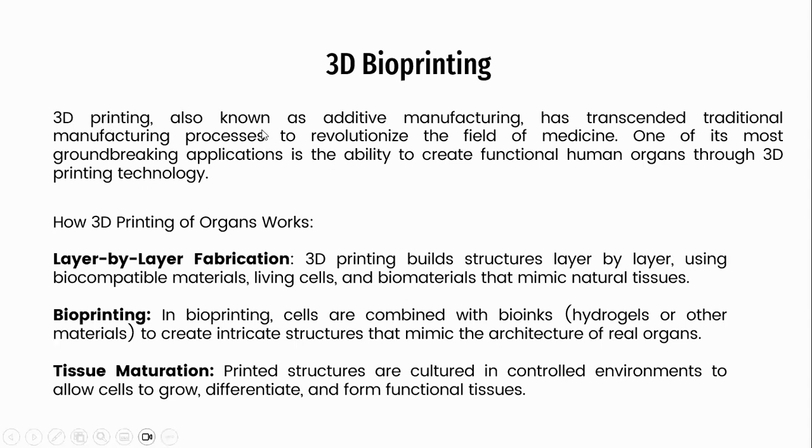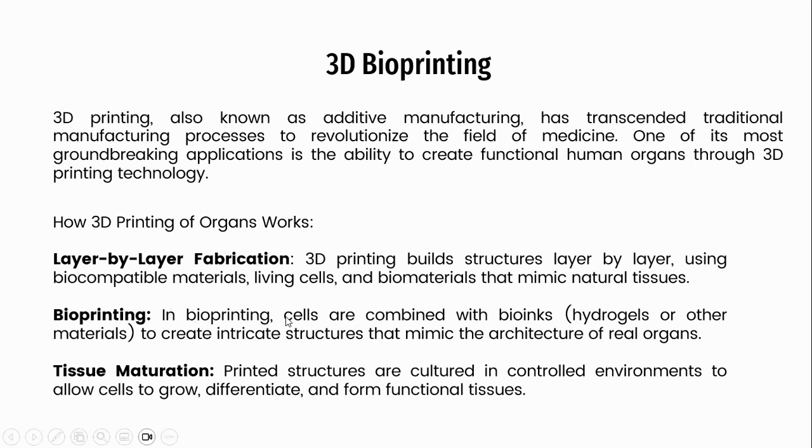But 3D printing, also known as additive manufacturing, has transcended traditional manufacturing processes to revolutionize the field of medicine. So one of the most groundbreaking applications is the ability to create functional human organs through 3D printing technology. And how does the 3D printing of organs work? So you could have layer by layer fabrication, which is 3D printing builds structures layer by layer using biocompatible materials, so living cells and biomaterials that mimic natural tissue.